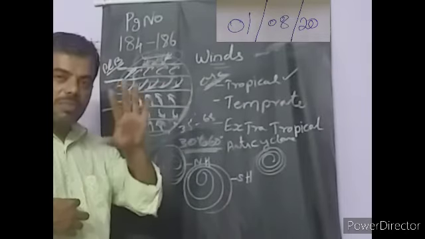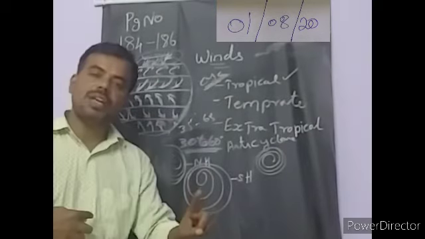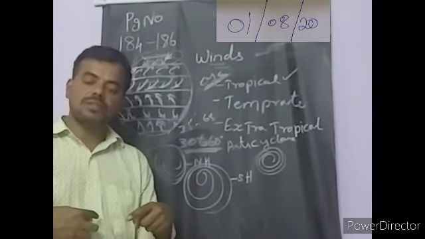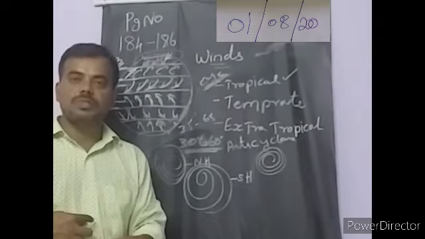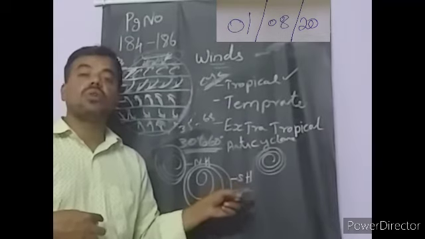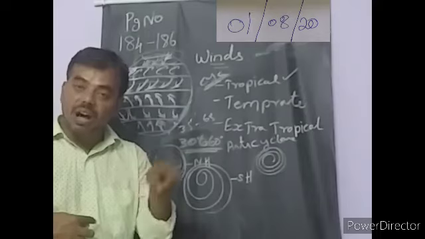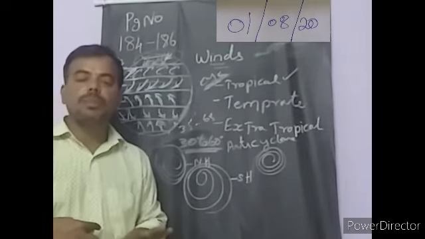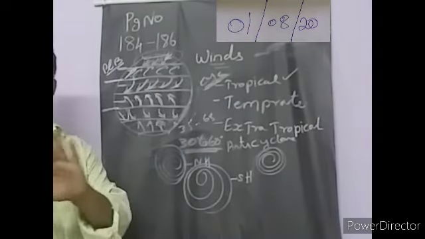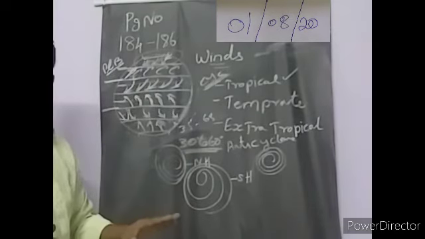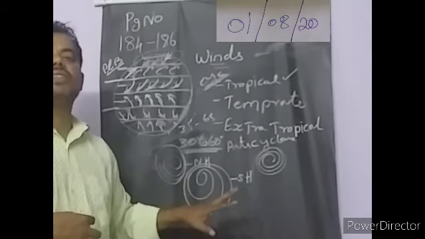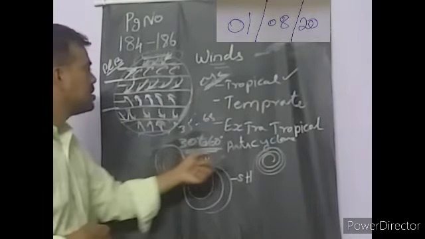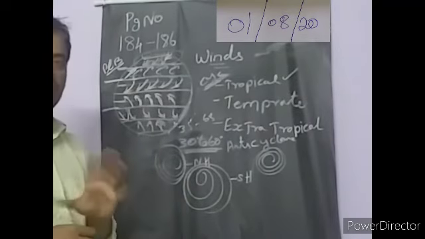anti-clockwise. So a normal cyclone in the northern hemisphere will be rotating anti-clockwise, but the same normal cyclone in the southern hemisphere will be rotating clockwise. But an anticyclone, in the northern hemisphere, will be rotating clockwise, and in the southern hemisphere it will be rotating anti-clockwise. Mostly, because of the anticyclone, we will not get the rain. Okay. These are the types of variable winds.